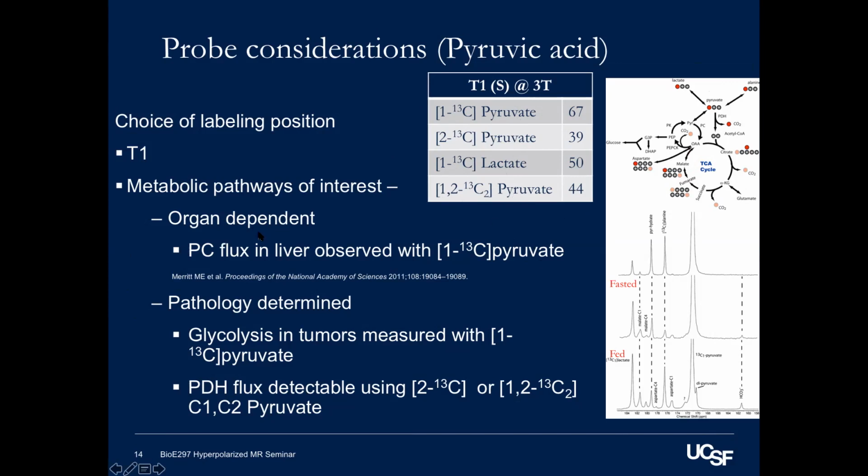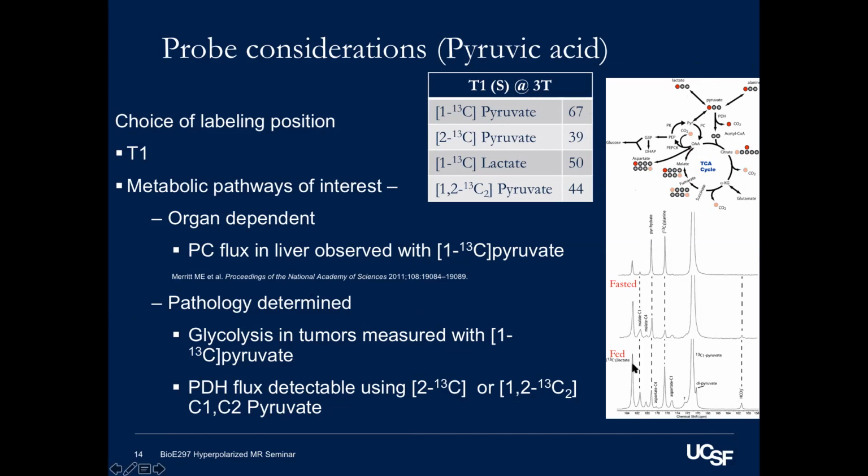Okay, so another choice that you make is dependent upon your organ, right? If it's pyruvate carboxylase flux that you're interested in, which is heavily prevalent in the liver, then you can get away with C1 pyruvate, which provides you with higher T1s, and so you will be better equipped to measure the other further downstream metabolites as opposed to the C2. And the pathology that you want to detect is what I was saying about glycolysis versus the PDH flux. And this is the example I wanted to give you.